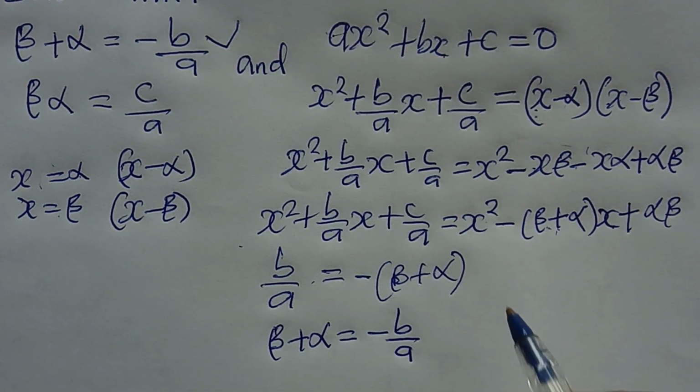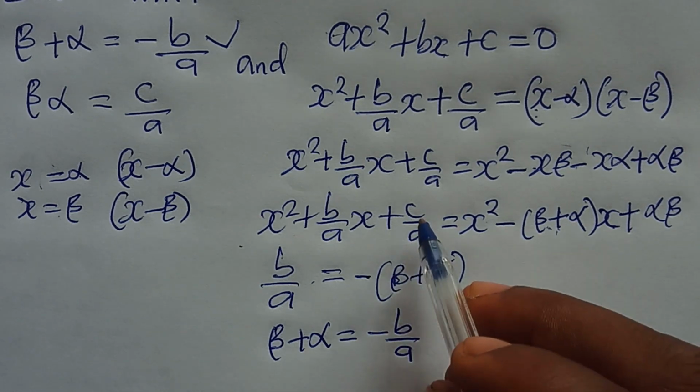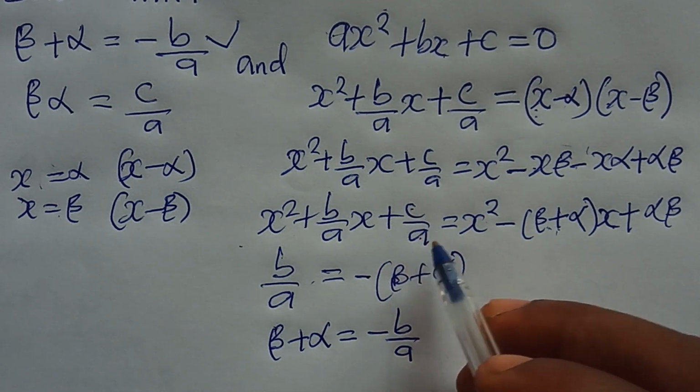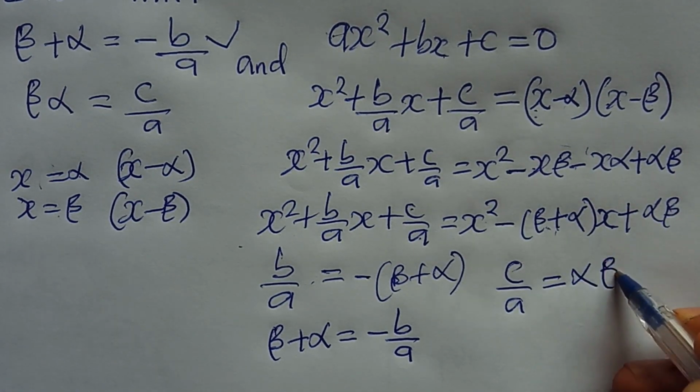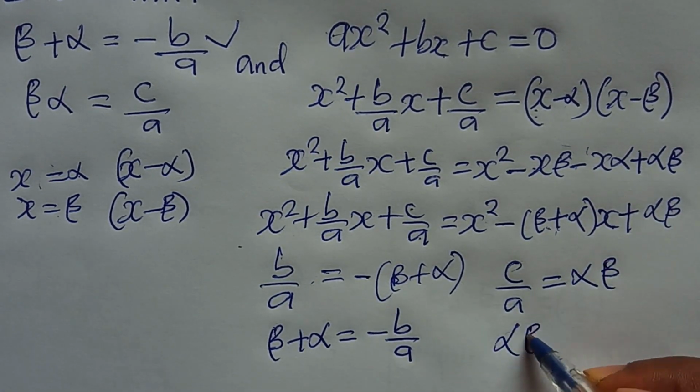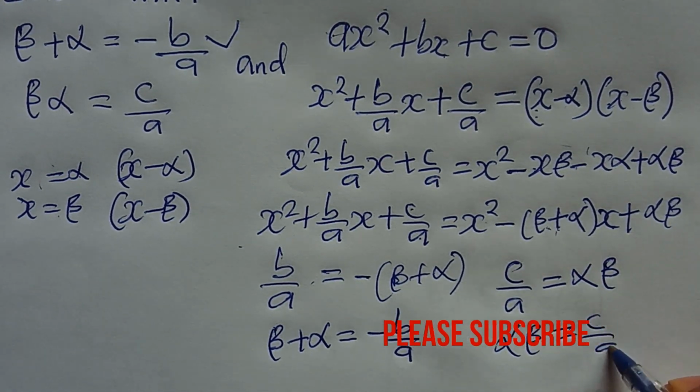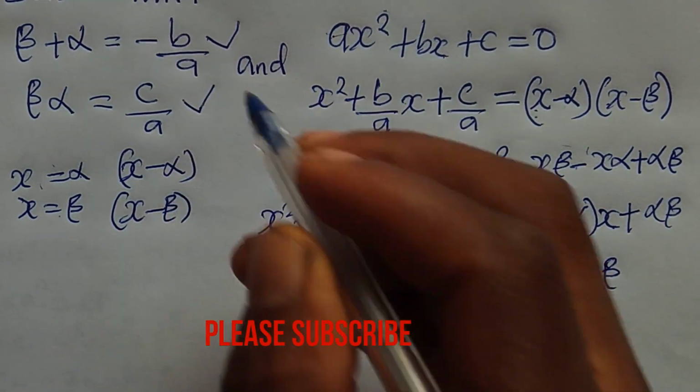Then similarly, we have that c all over a is the constant, which should be equal to the constant at the other side of the equation. So our alpha multiplied by beta is equal to c all over a. This one is proven as well.